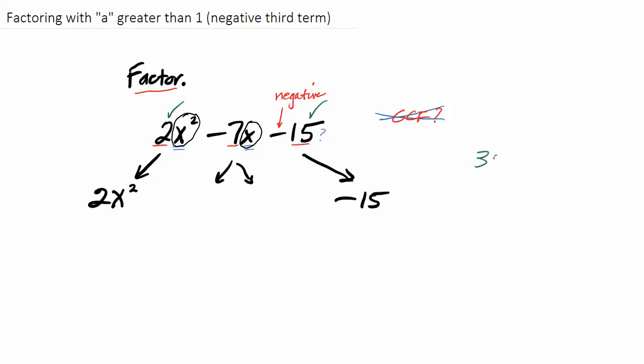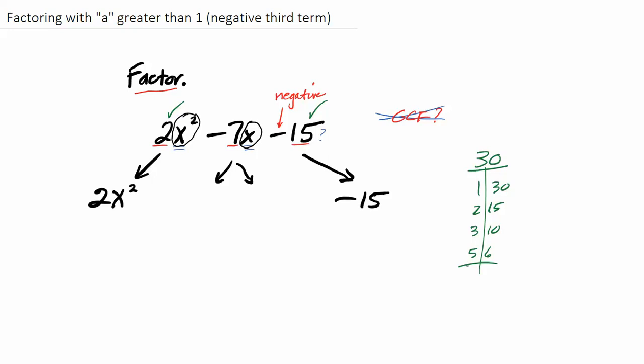So I'm going to have a 30, and I'm now going to factor it. So I have a 30, and I'm going to go 1 and 30, 2 and 15, 3 and 10, and then 5 and 6. Now, if I keep going, I'll go 6 and 5, but then that's just repeating the numbers in reverse order, and I don't need to do that.